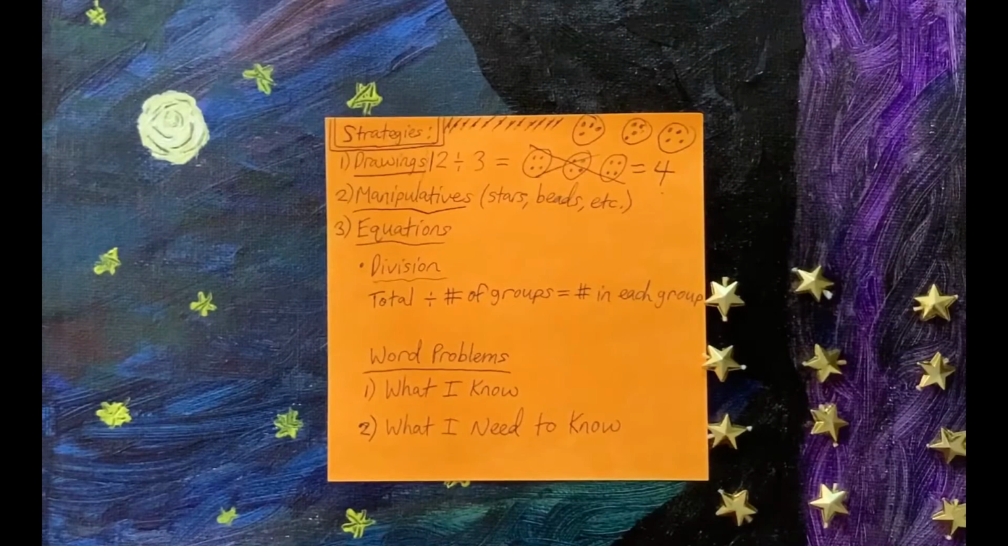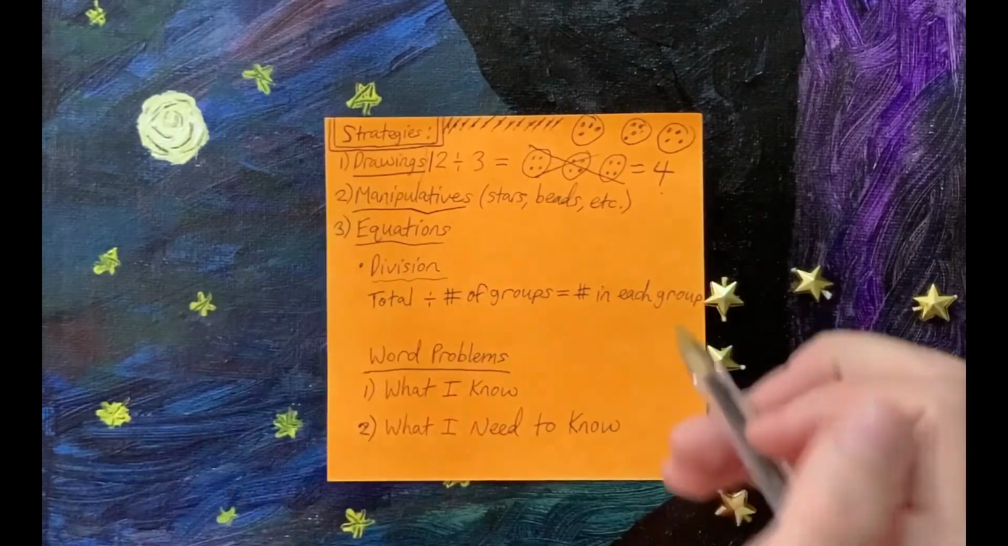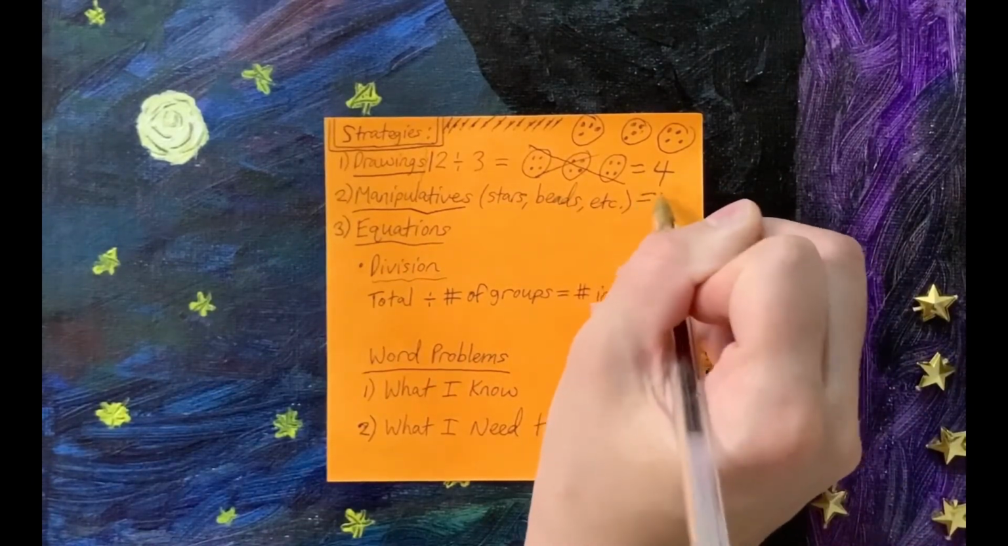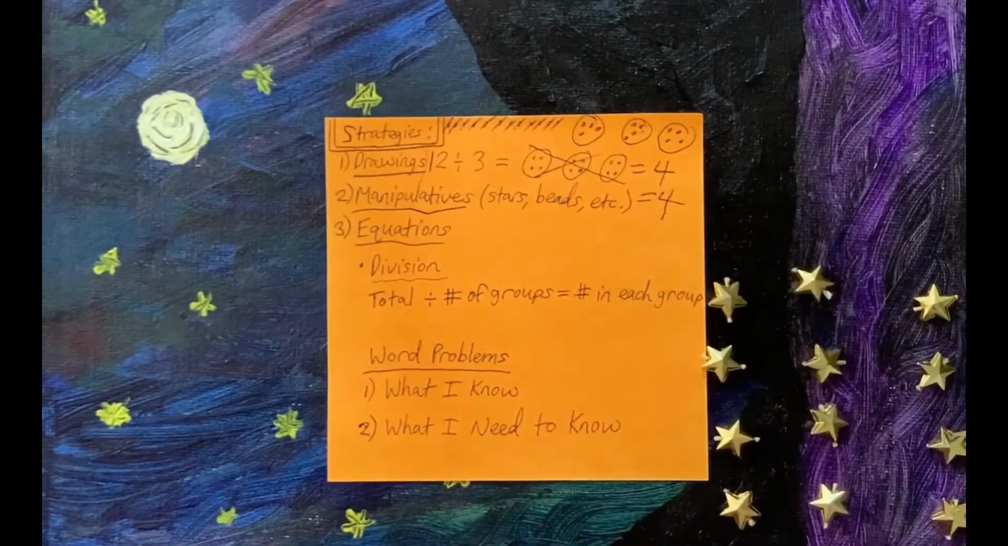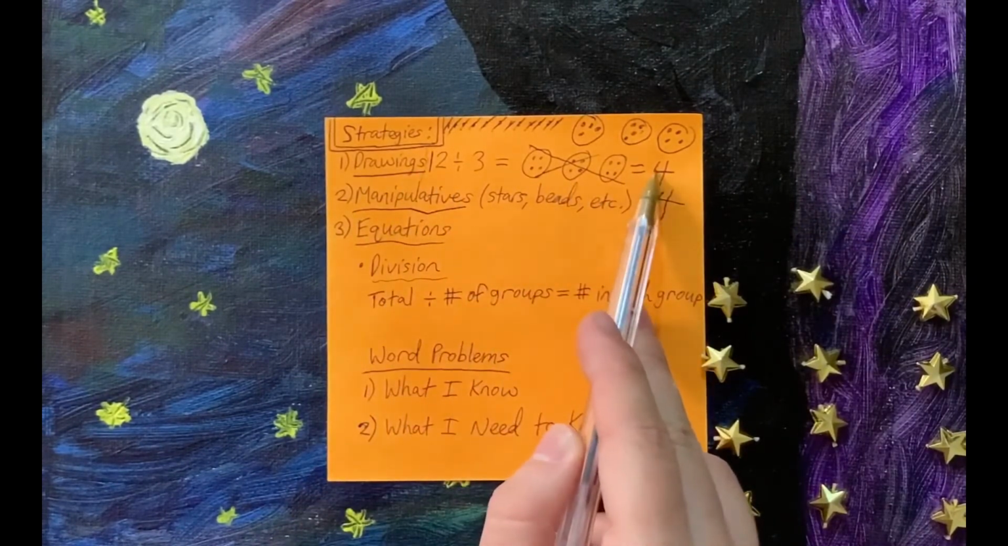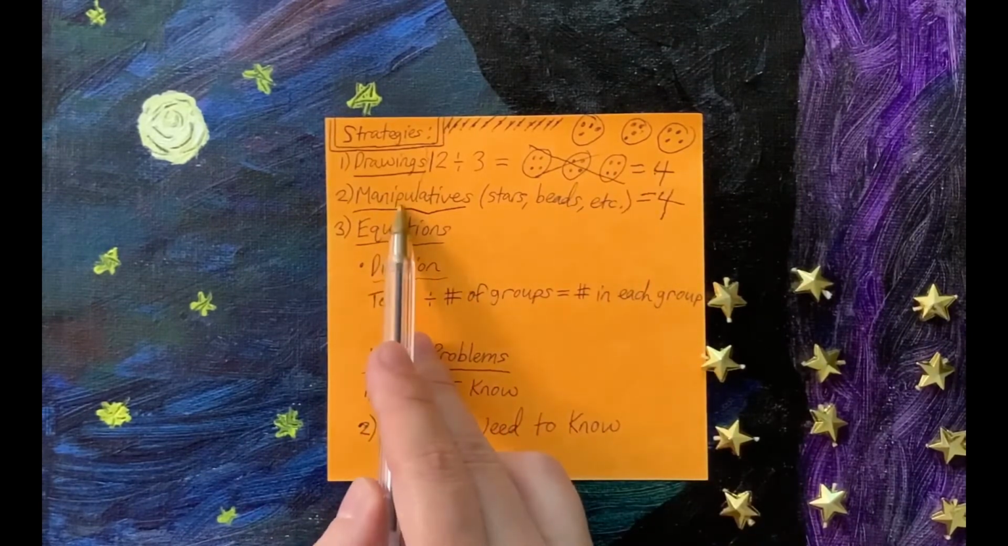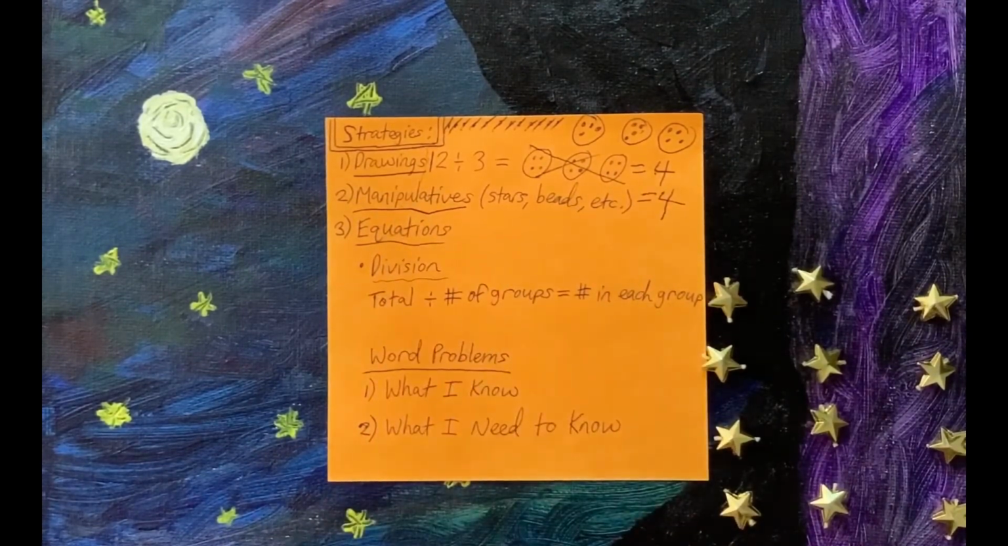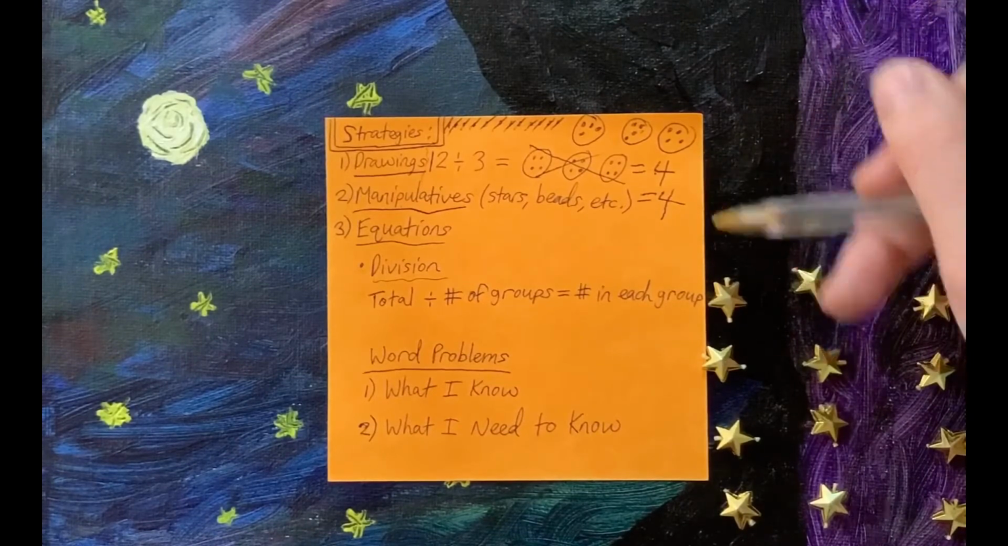So we can see that even when we use manipulatives, it still yields the same answer of 4 gold stars in each group. So in the drawings, we found out that 4 dots were in each group, and using the manipulatives, we found that 4 gold stars were in each group. So notice that it's the same answer both times.